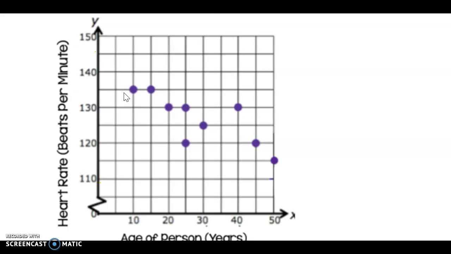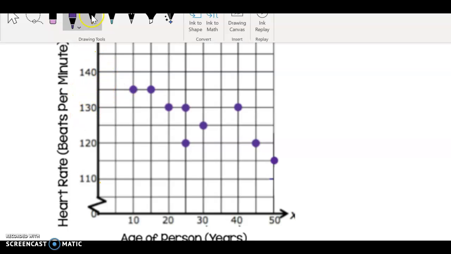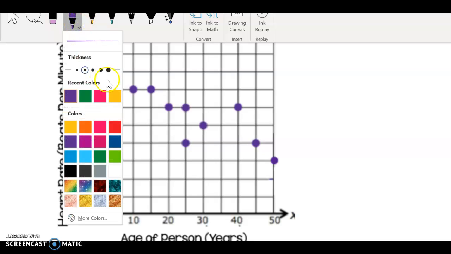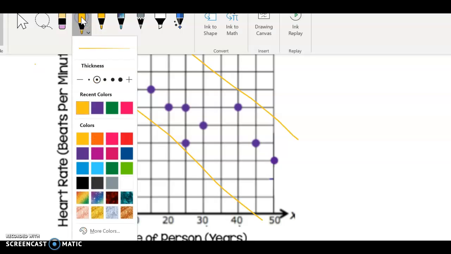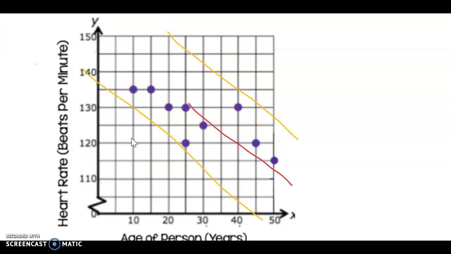Okay, so you have seen this graph before, but I pulled it back up because I am going to go through, remember how we did our line of best fit where we drew the railroad tracks? And then we drew a line halfway in the middle of the railroad tracks.